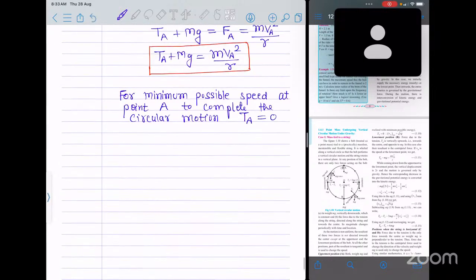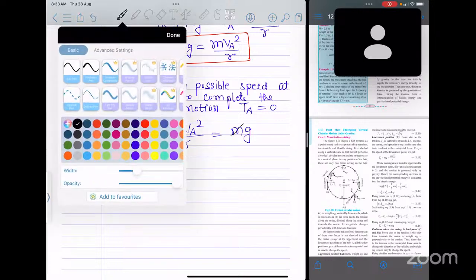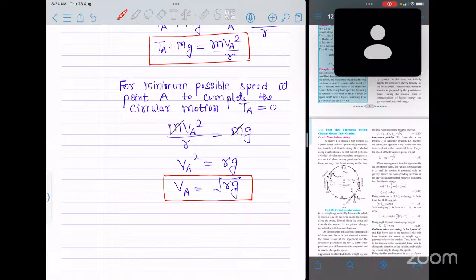So if you make tension at A 0, you will have the relation m va square by r is equal to m into g. So the m factor will cancel out, and finally we will have va square is equal to r into g. So va will be square root of r into g. This is the formula you have to remember.